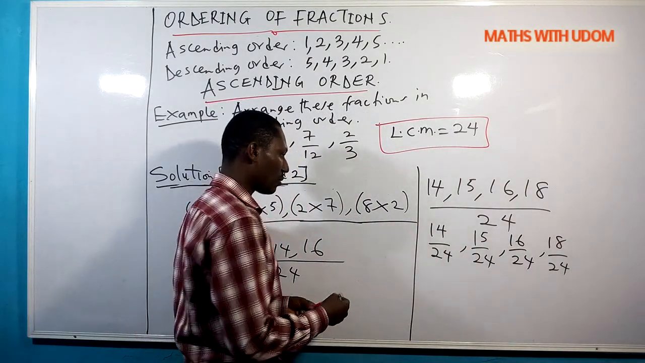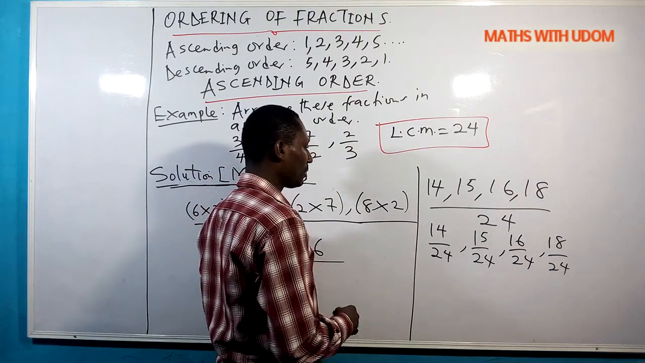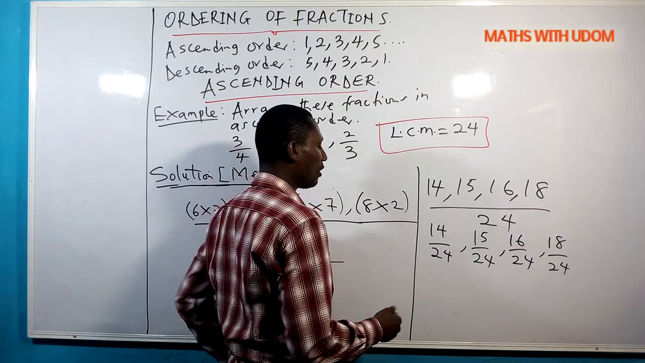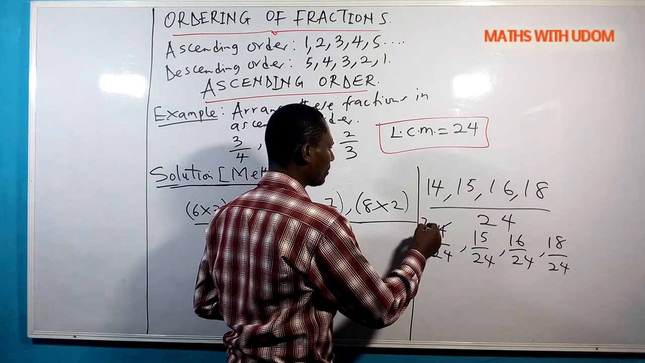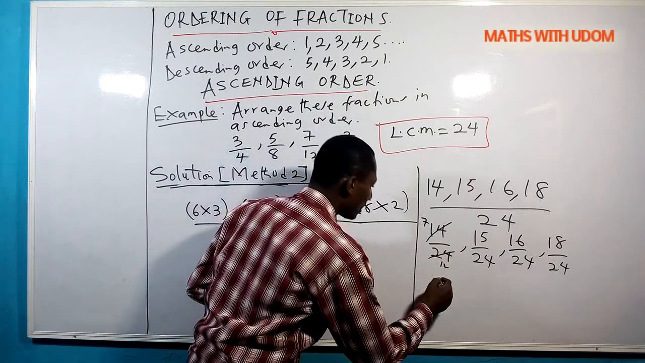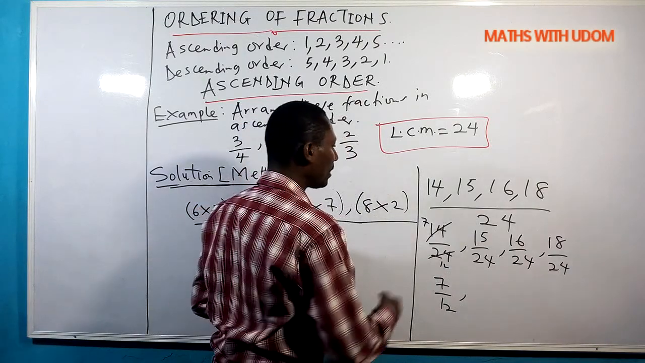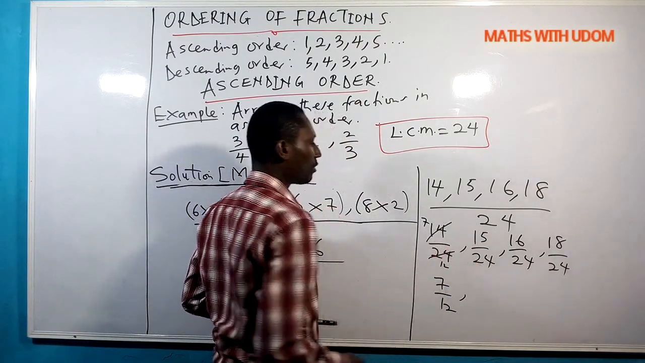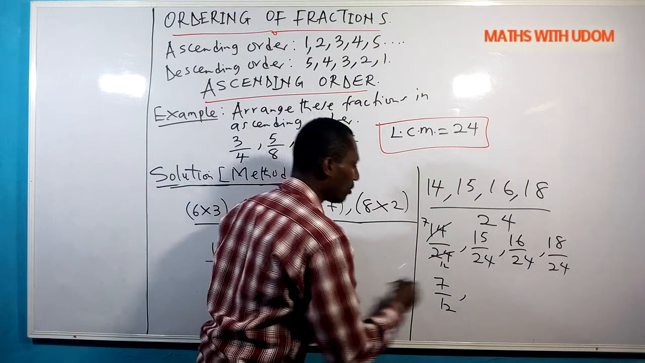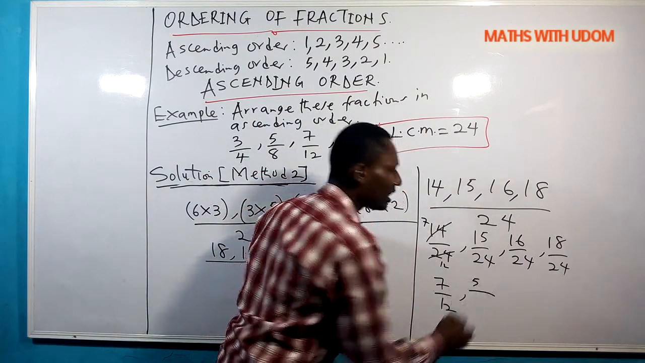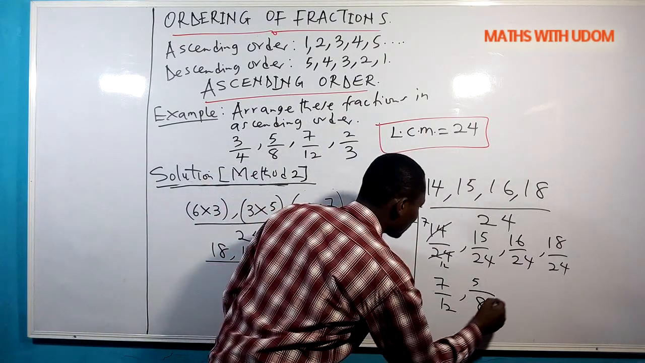Okay? So let's go. What can divide through here? You have 2 can go in 14. 2 here 7. 2 here 12. You write 7 over 12. Okay? Now what can go in 15 and 24? 3 can go. 3 in 15 will give me 5. 3 in 24, I'm going to get 8.